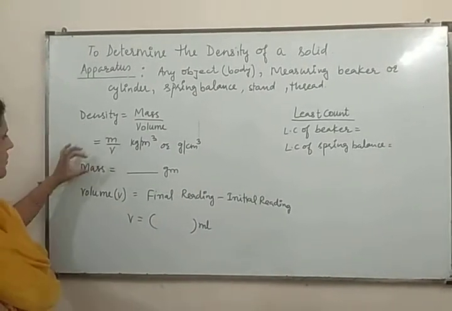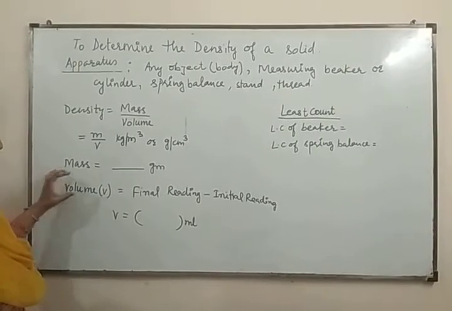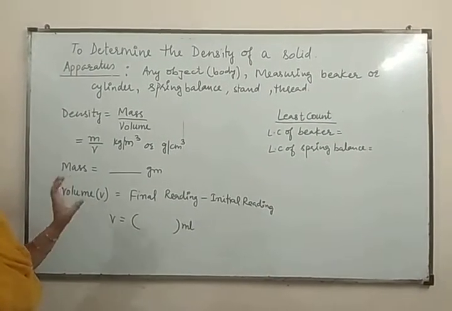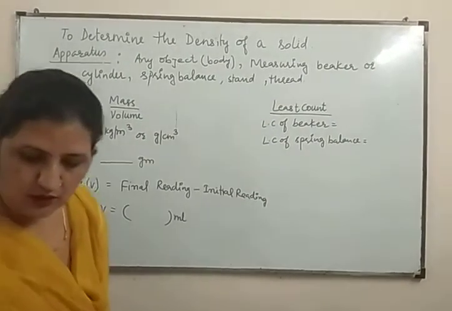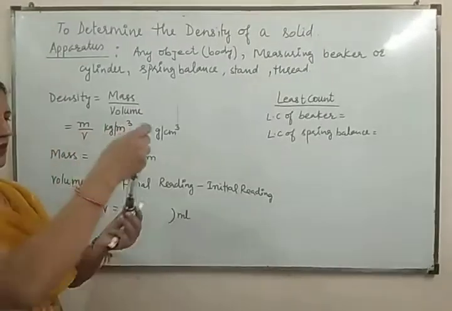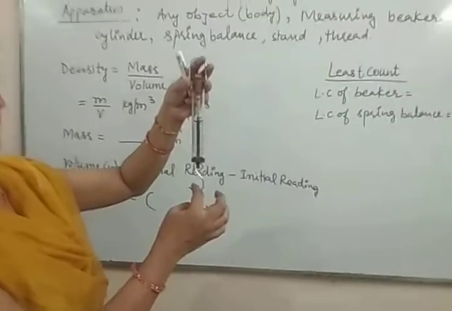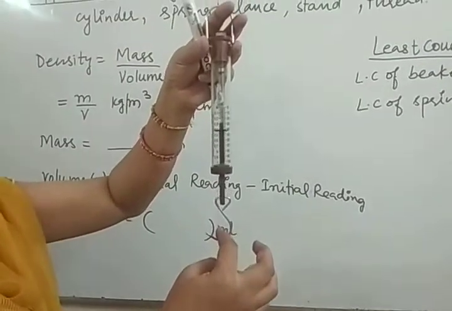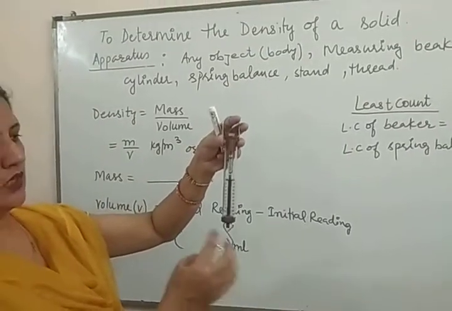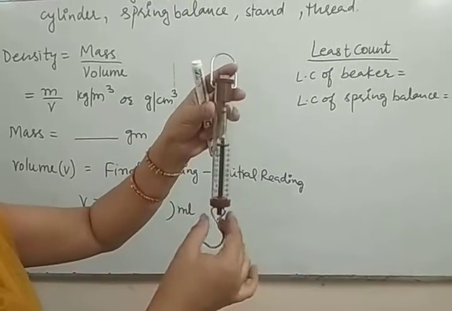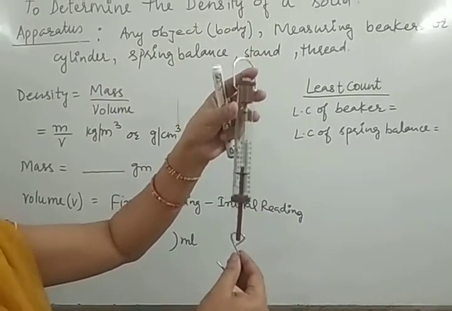Now first of all you have to calculate the mass and then the volume of that body. This is by spring balance and this is by measuring cylinder. Now I show you, this is the device known as the spring balance. Here you will hang the weight and it will move like this, and you can measure the mass of the object. These readings are shown to you. I will explain it in detail.